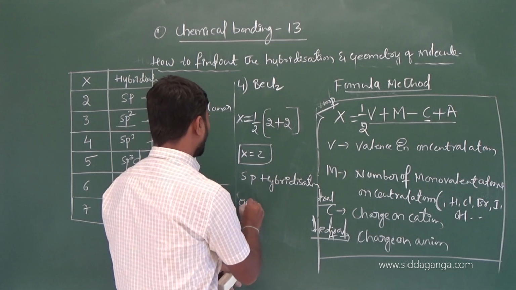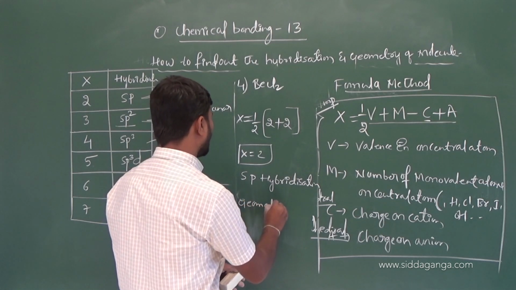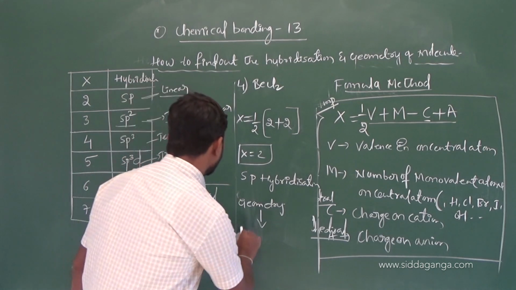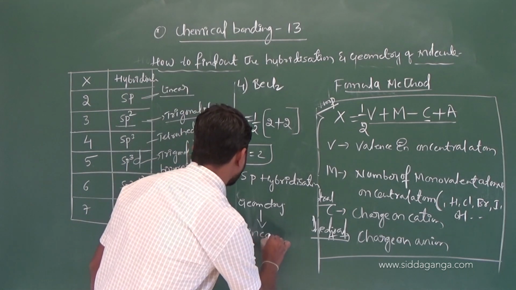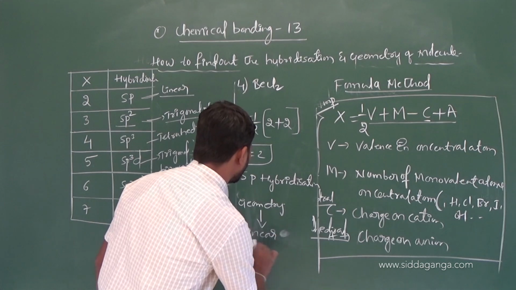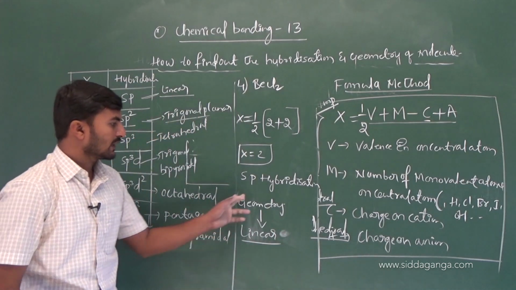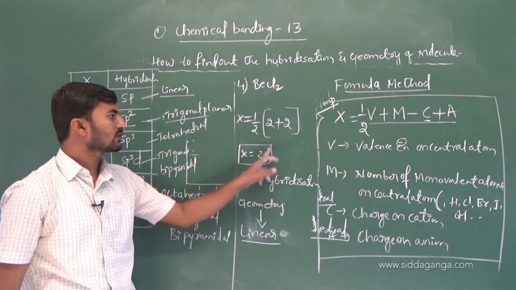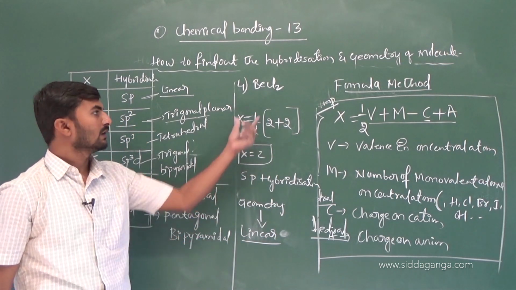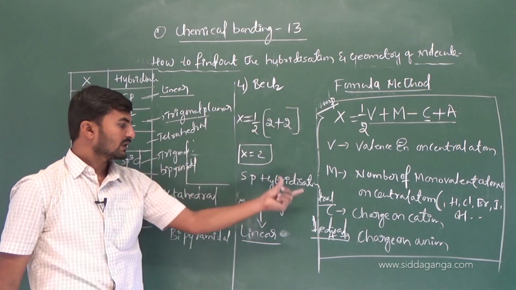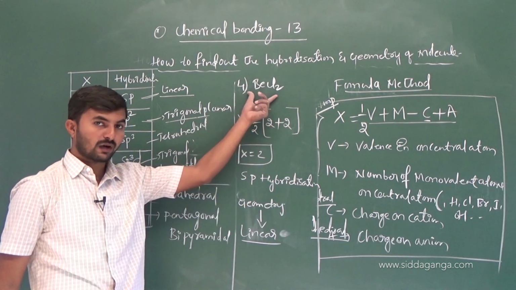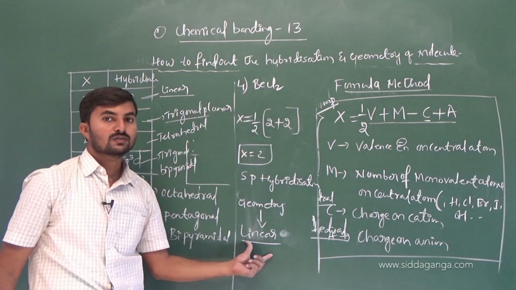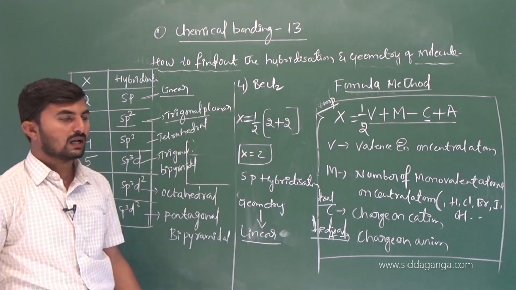Then what about the geometry? Geometry of the molecule will be linear geometry. sp hybridization, and the geometry of the molecule will be linear geometry. Okay, BeCl2 exhibits sp hybridization, followed by it exhibits linear geometry. Okay? Next.